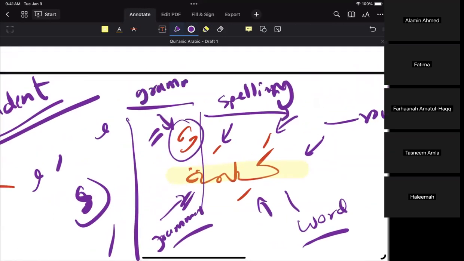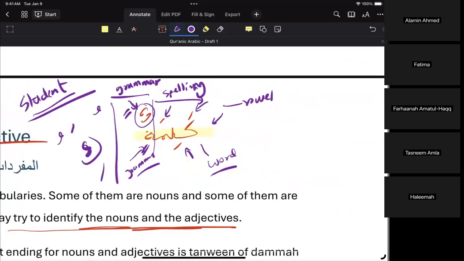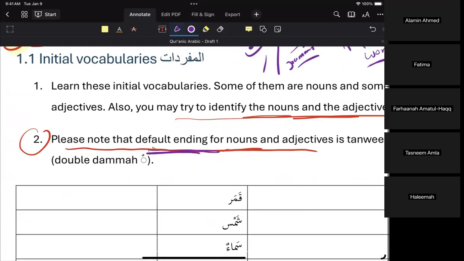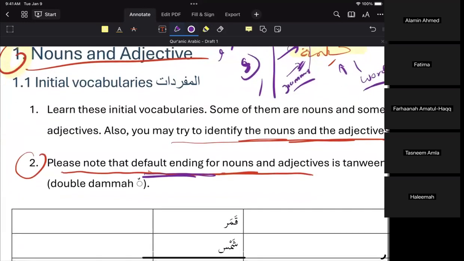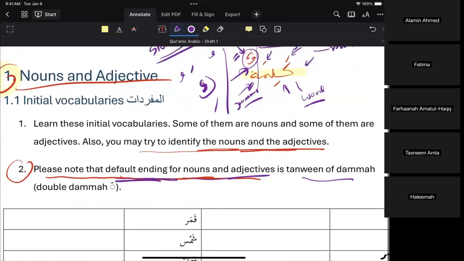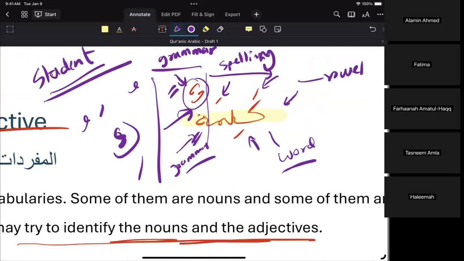And this is a grammar. Okay, this is a very basic thing you need to know. So what he's saying here is that the default ending, look at the ending. The default ending for the nouns and adjectives is tanween of dhamma. So it will be kalimatun.